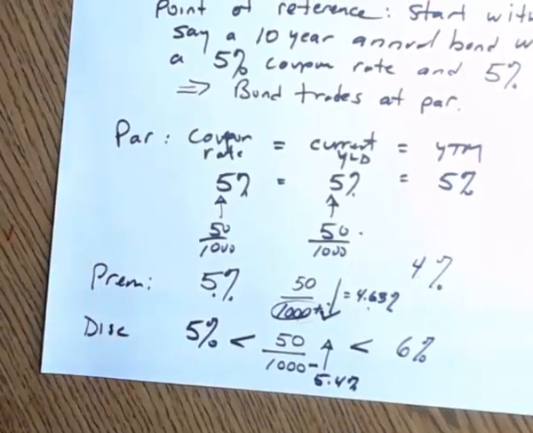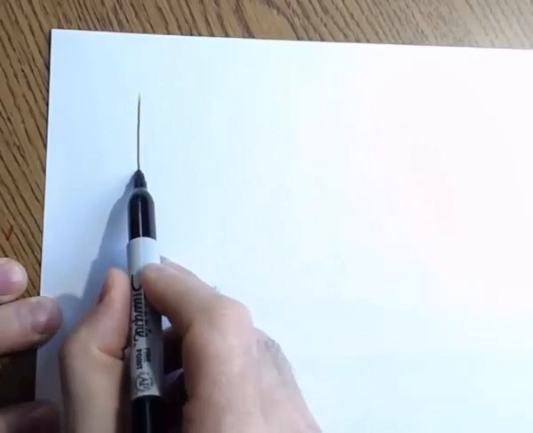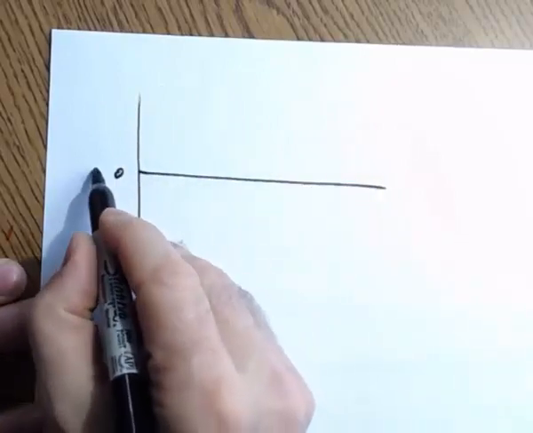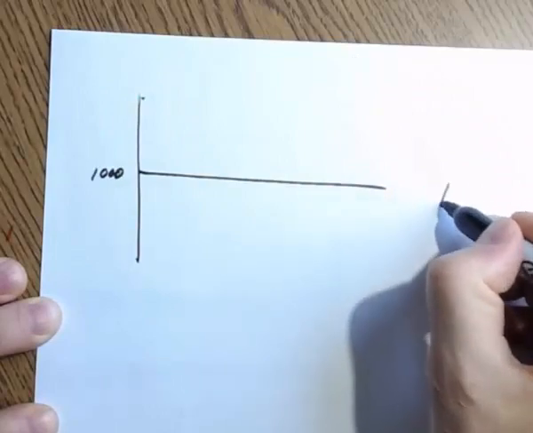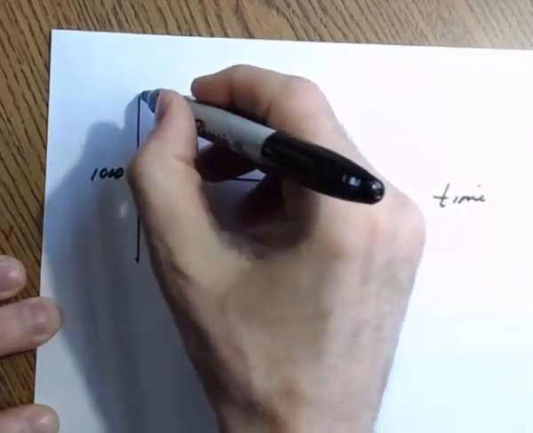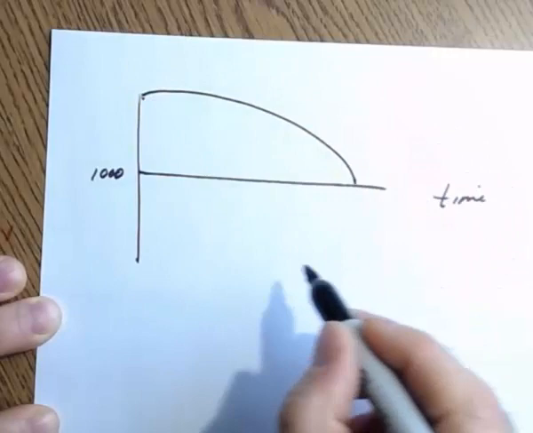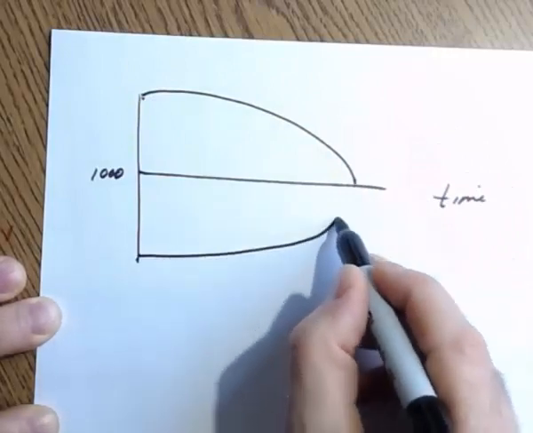Now, let's go one step further. It won't take too much longer. And let's bring in the bullet curve. That's what I call a bullet curve. And here, this is going to be time on this axis. And here we have a coupon bond.